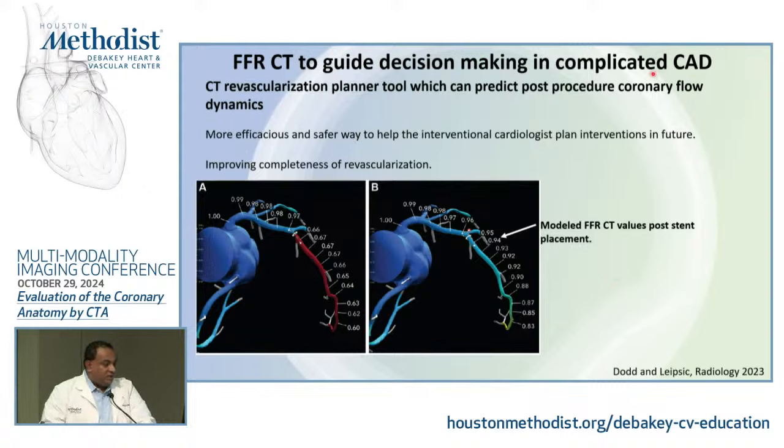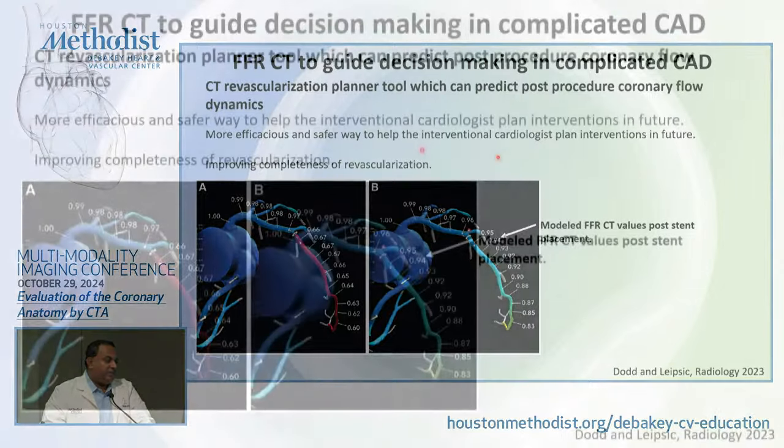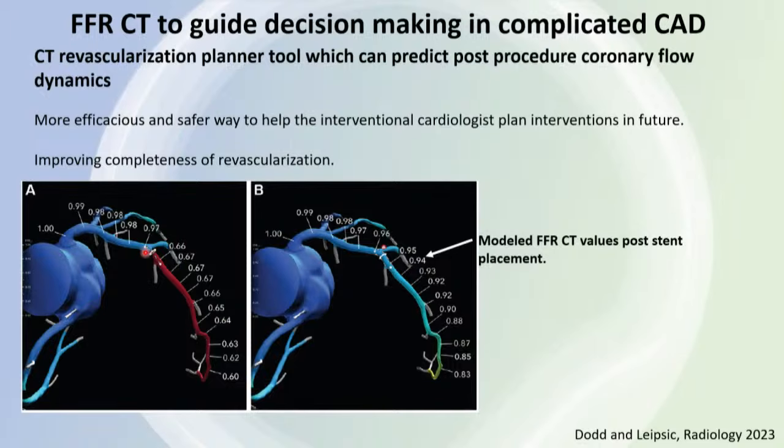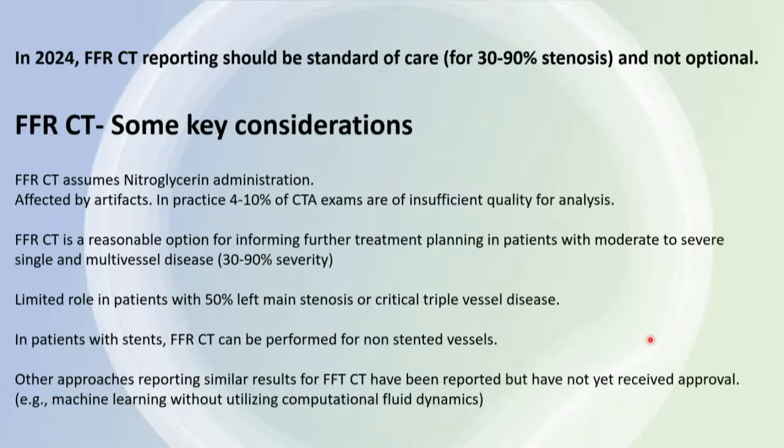There is also this technology available, which is a CT revascularization planner tool, which can predict post-procedure coronary flow dynamics. This is helpful for the interventional cardiologist. It is not routinely used right now, but this is probably in the future going to become more prevalent in CT labs. So here's, for example, a lesion with low CT FFR values beyond this point, and it's basically modeling what the FFR CT values are going to be post-stent placement, which can help with procedural planning.